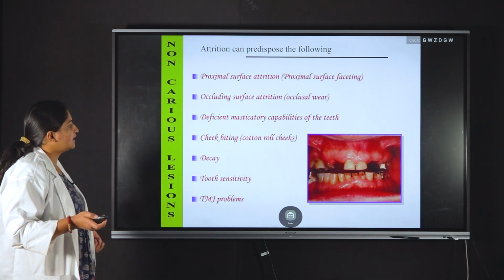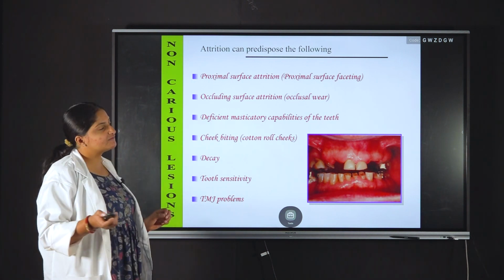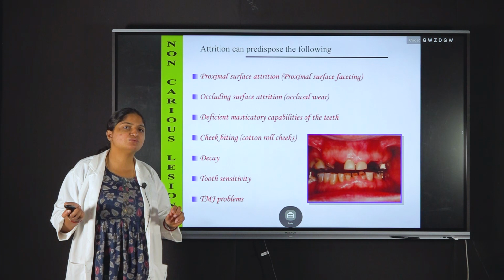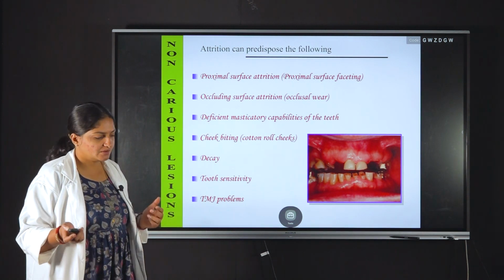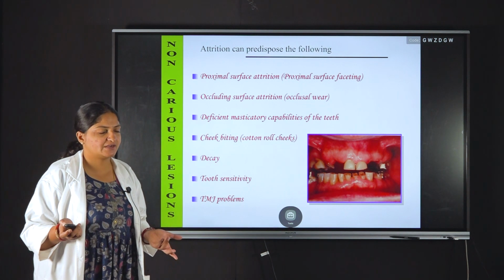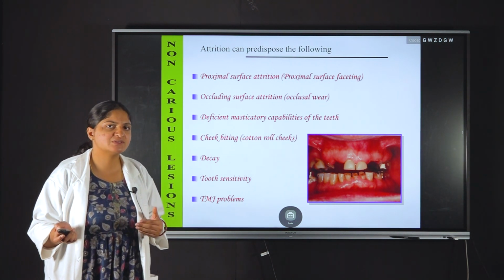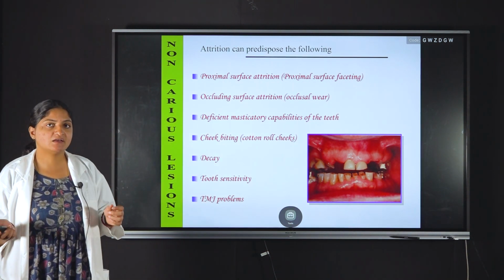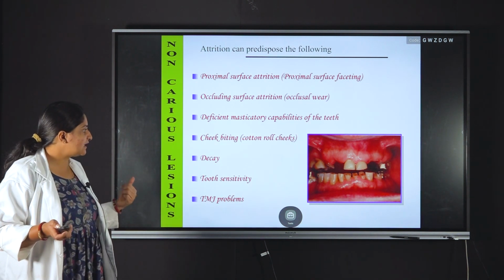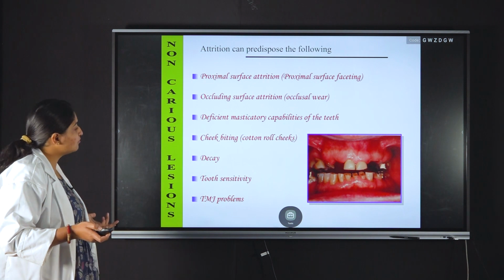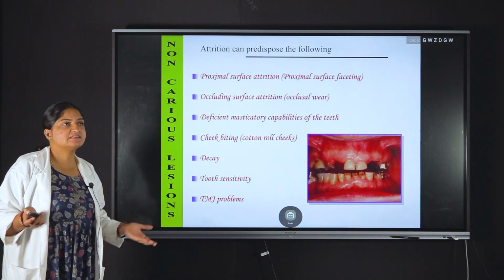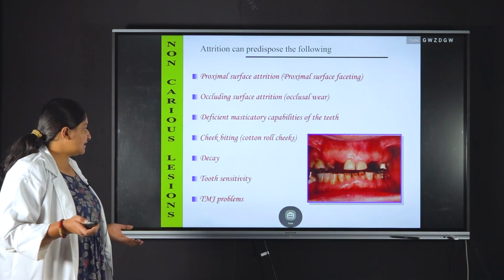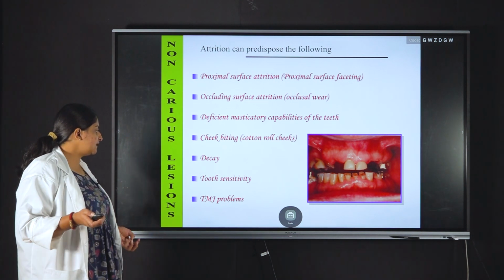So cheek biting and cotton roll cheeks. As we can observe, if there is attrition in the incisal surfaces due to continuous tooth activity, and factors like bruxism which contribute to night grinding, then continuous grinding of the tooth surface may contribute to cheek biting, and the appearance is presented like cotton roll cheeks. There may be more decay, because as there is surface loss, bacterial action can contribute to the decay, and then tooth sensitivity and TMJ problems.